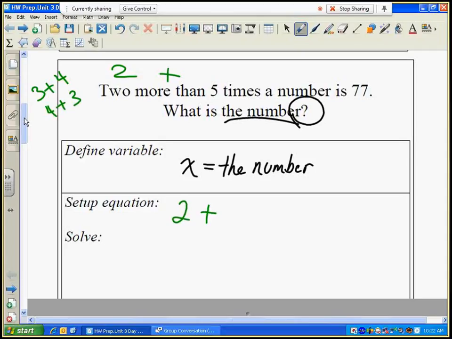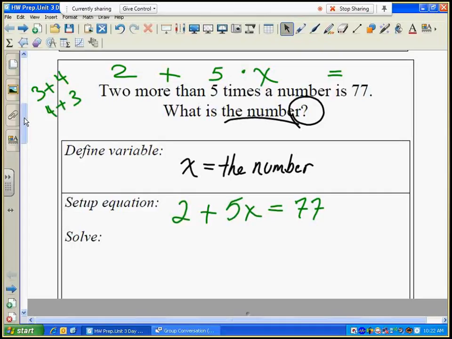Then it says 2 more than 5 times a number. Well, 5 times we know is multiplication, and this a number business is what we actually defined at the beginning. We're talking about X. Then it says is. Well, is just means equals. So we're saying that 2 plus 5X equals 77. 2 more than 5 times a number is 77.